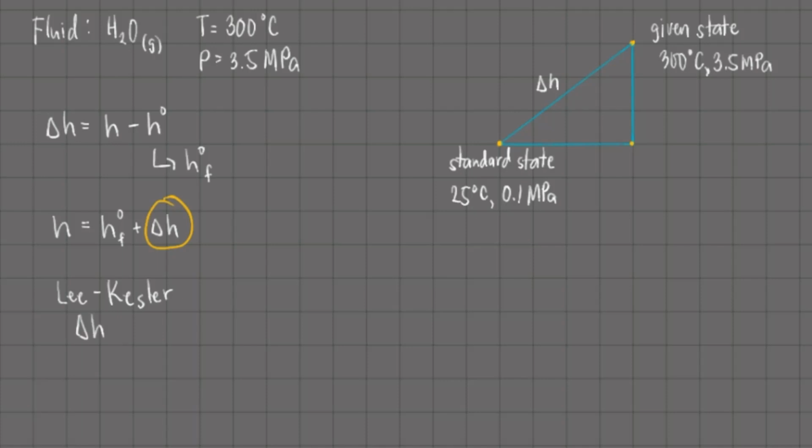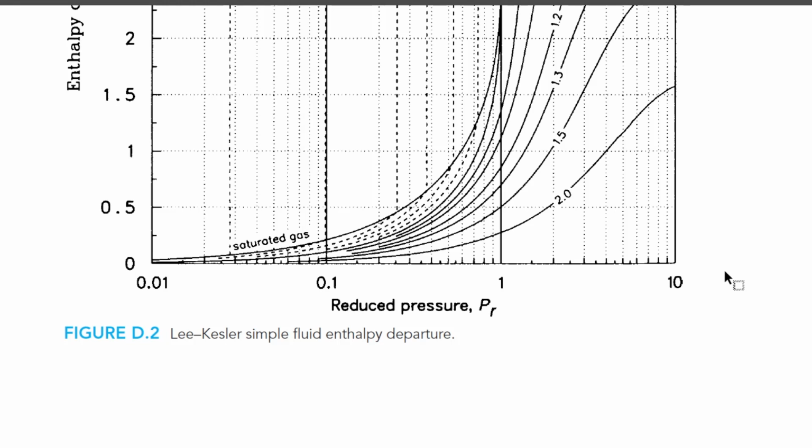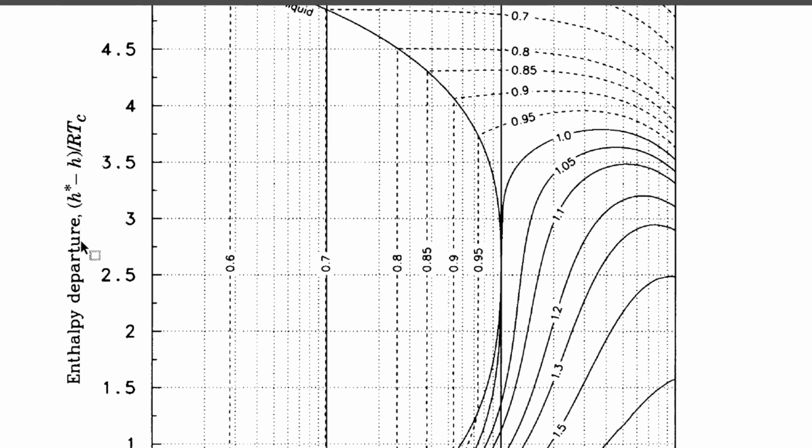Let's first take a look at the Lee-Kessler enthalpy departure chart. This chart can be found in most thermodynamic books. On our x-axis, we have a logarithmic scale of the reduced pressure, P sub r. The reduced pressure is simply the actual pressure divided by the critical pressure of our substance. On the y-axis, we have the enthalpy departure, defined as H asterisk minus h, all over R times Tc. H asterisk is the specific enthalpy if we consider our substance as an ideal substance, and small h is our absolute enthalpy, and Tc is the critical temperature.